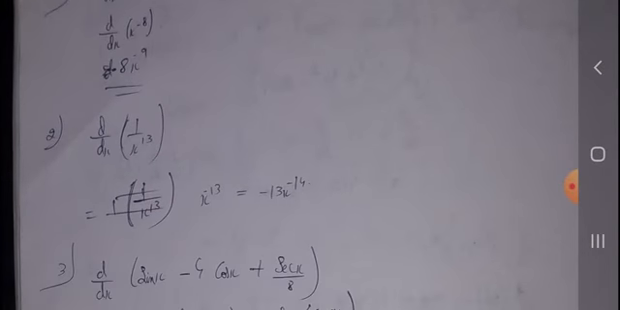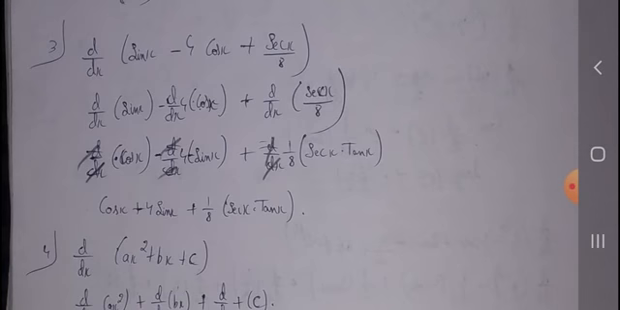Next, d by dx x to the power minus 8, so it will become minus 8 x to the power minus 9. Why? How? So minus 8 minus 1, how much? 9, and the power is minus, so therefore minus 9 it will be. Next, d by dx 1 by x to the power 13. So what you can do? You can write it straight as x to the power minus 13, so therefore it is equal to minus 13 x, because minus is there, so minus 13 minus 1, so therefore minus 14 it will be, like that only.